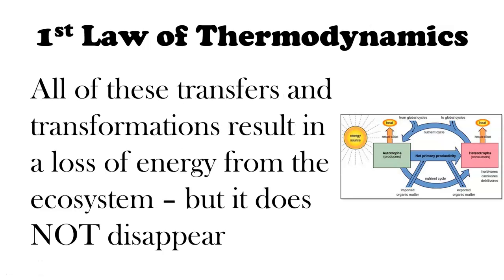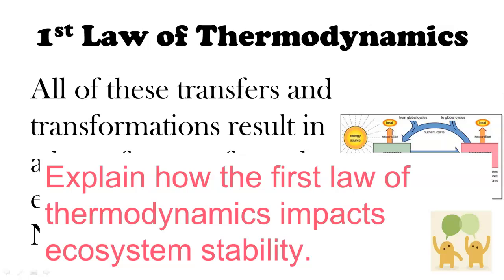So all these transfers and transformations result in a loss of energy from the actual ecosystem, but it's important to note that it does not disappear. It's lost as heat and it moves to other places, either the atmosphere, or it's lost from Earth entirely or reflected back to other places. So think about whether you could, at this point, explain how the first law of thermodynamics impacts ecosystem stability in terms of the transfer of energy when moving from one trophic level to the next.